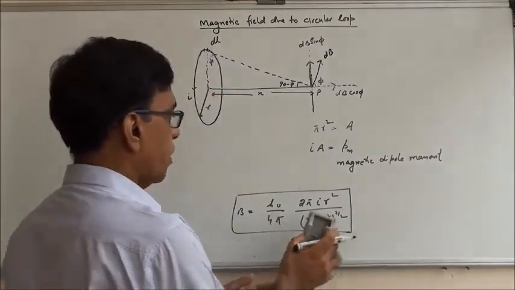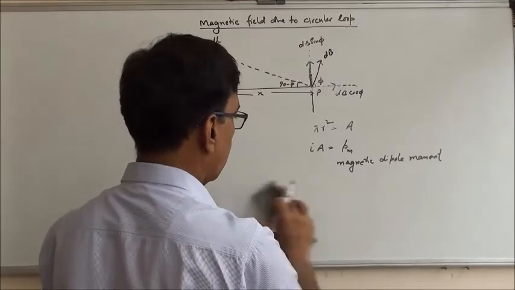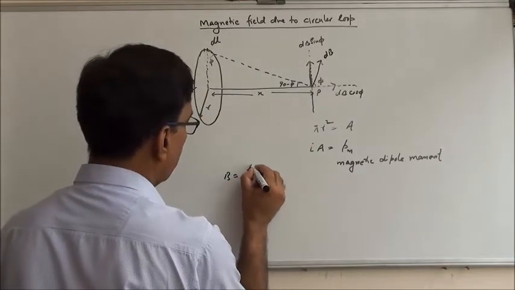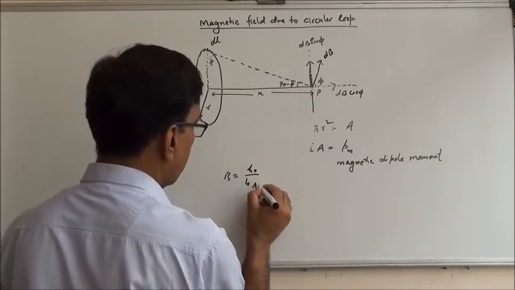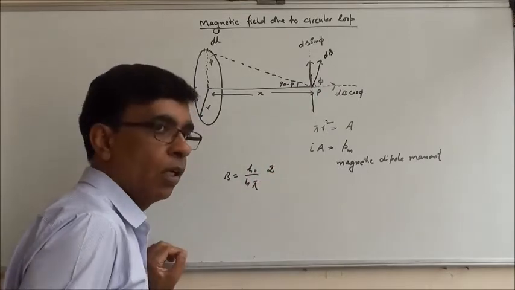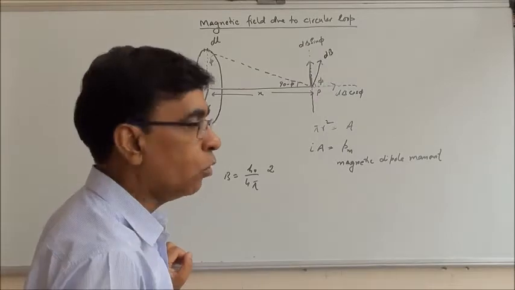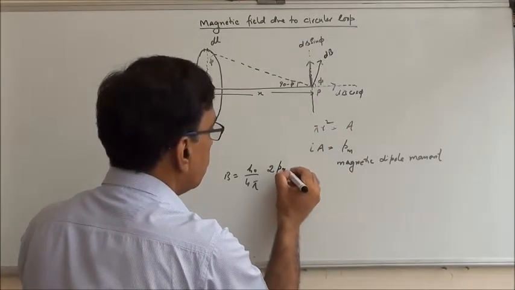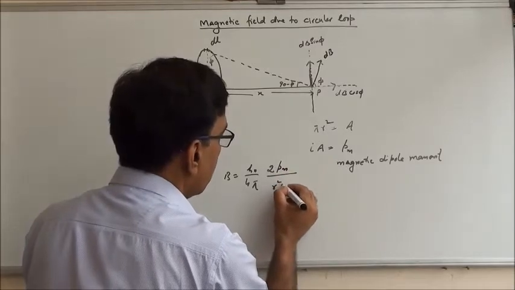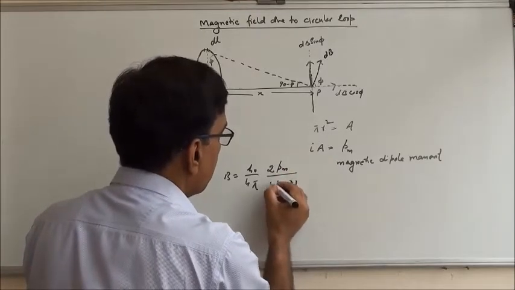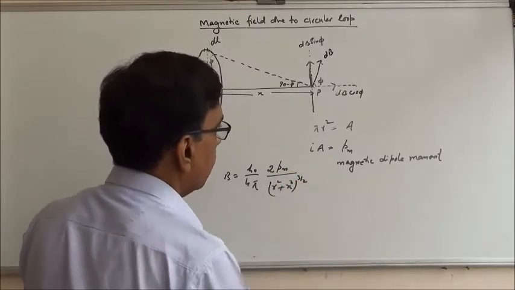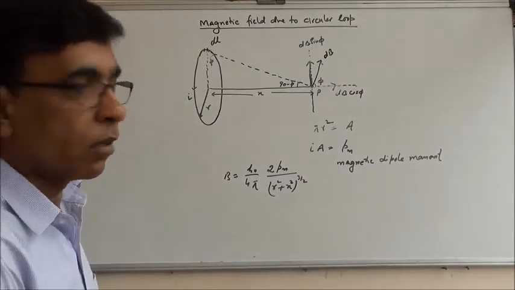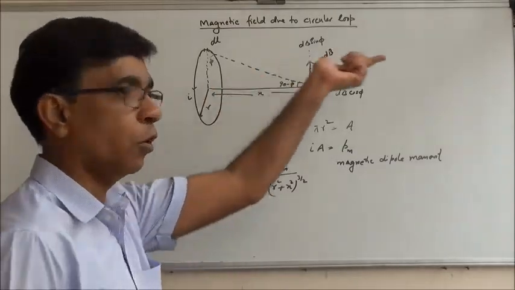So this expression can again be written in terms of the dipole moment: mu naught by 4 pi, 2, and we had pi r square I, so it is just 2 m now, over (r square plus x square) raised to the power 3 by 2. Okay, so this is the field produced due to this.